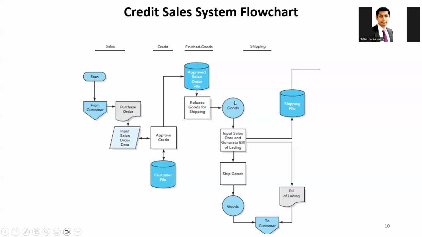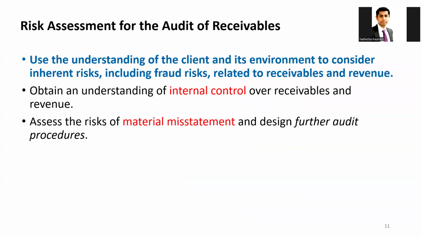Likewise, there can be different stages coming into the different processes. And then risk assessment for the audit of receivables. Now, I told you, you need to understand the client and its environment to consider whether there are inherent risks in the industry of this client, or whether there are fraud risks in this client. Likewise, you try to understand. And then I told you there can be internal controls, and you try to understand the internal controls over the receivables and the revenue processes. And then you are assessing the risk of material misstatements.